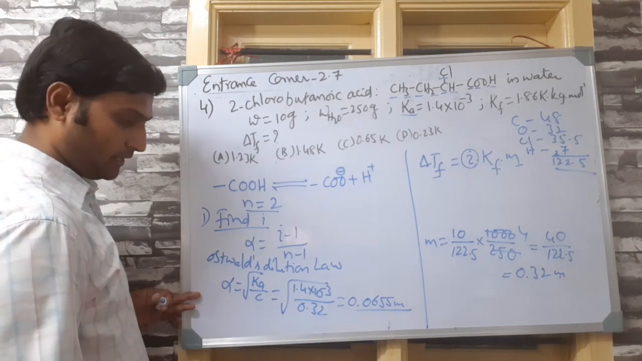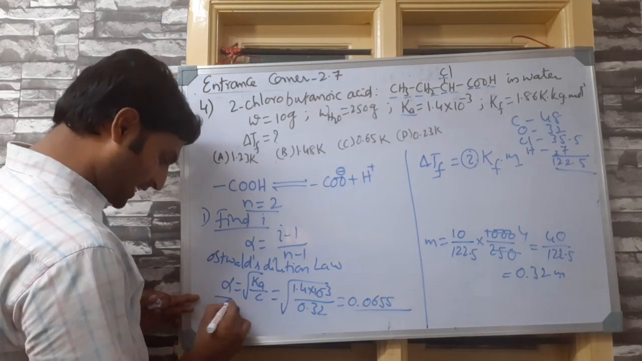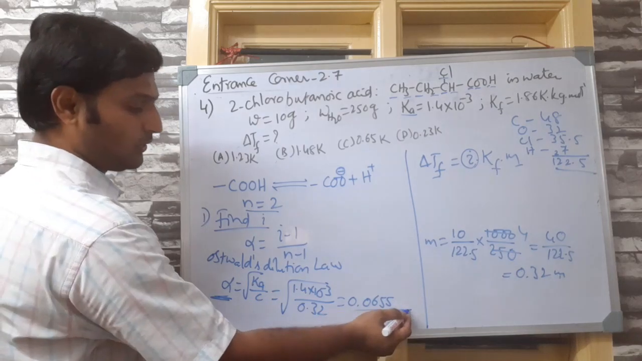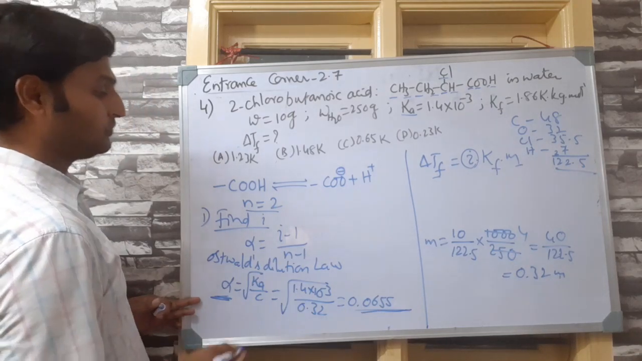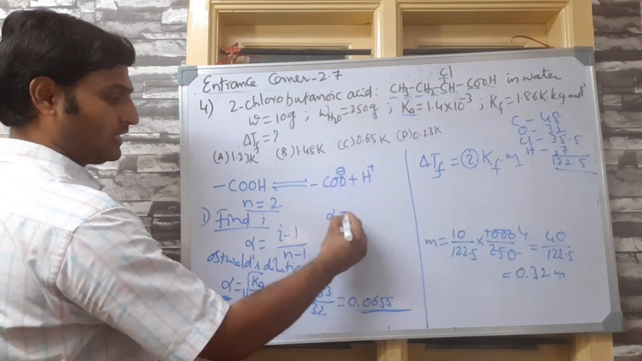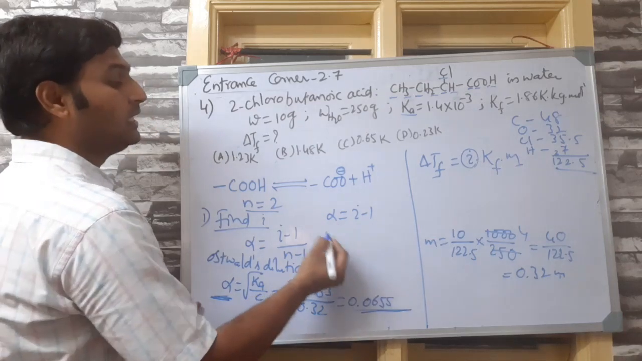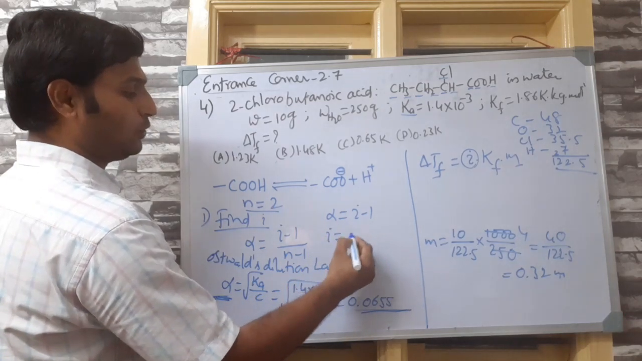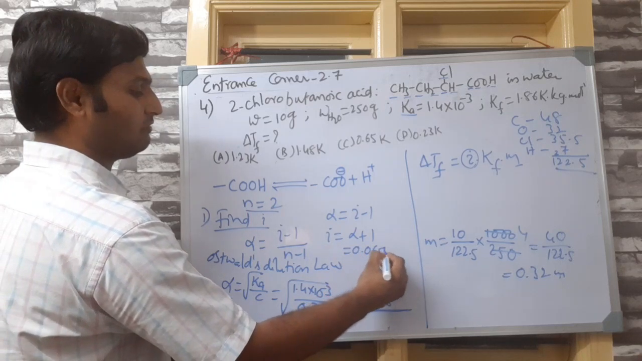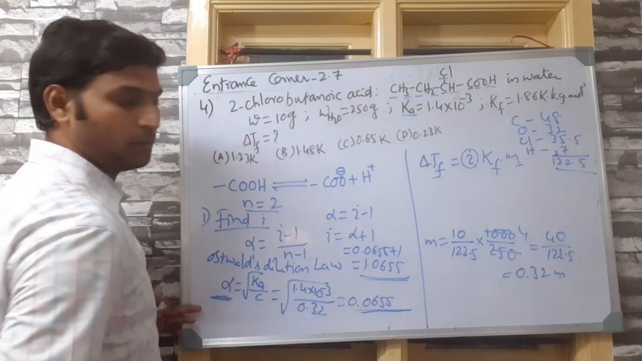Now you got your degree of dissociation. 0.0655 is the degree of dissociation. 0.32 was the molarity, substituting. Now you come here. N value is 2, 2 minus 1 is 1, so alpha is equal to I minus 1 because N minus 1 is anyhow 1. Therefore, I is equal to alpha plus 1, that is 0.0655 plus 1, 1.0655 is the I value.